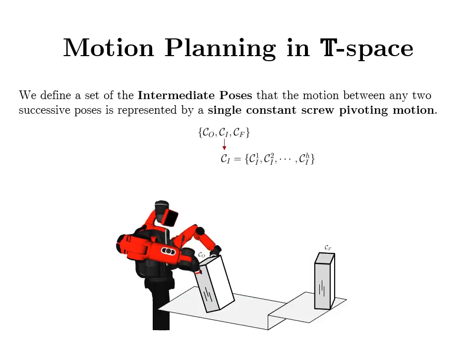In order to manipulate an object between any two given poses while maintaining contact with the environment, multiple pivoting moves can be combined by defining a set of appropriate intermediate poses. The set of intermediate poses Ci are defined in a way that the motion between any two successive poses can be represented by a single constant screw pivoting motion. Therefore, we can conveniently represent the motion between any two given object poses by using screw linear interpolation to ensure that the object maintains contact with the environment continuously.